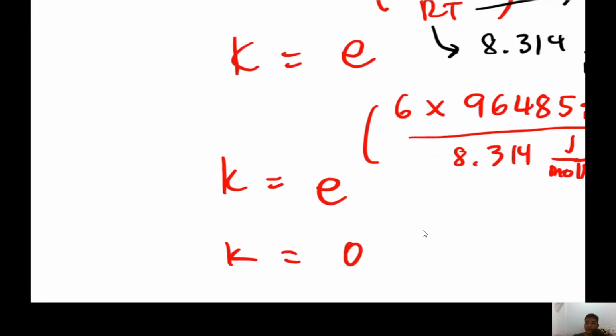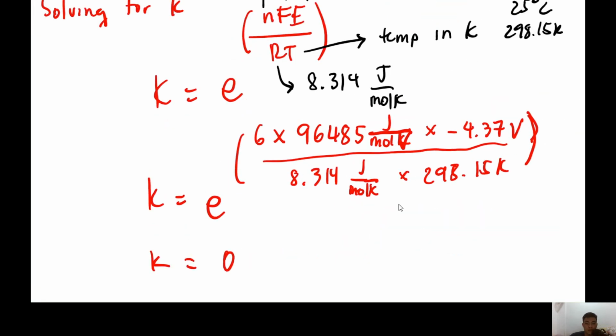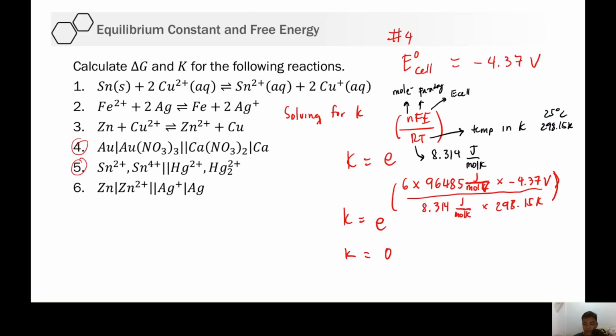Okay, so that's the answer. K is approximately equal to 0. So basically the reaction is not going to happen, given that the delta G is positive and K is 0. That means the reaction is not going to happen.